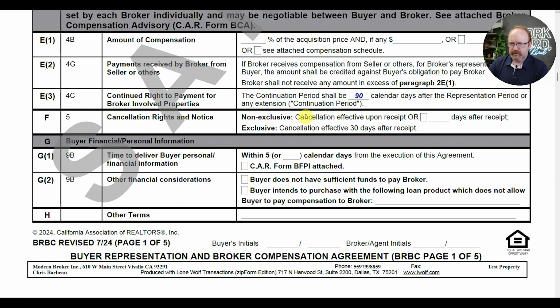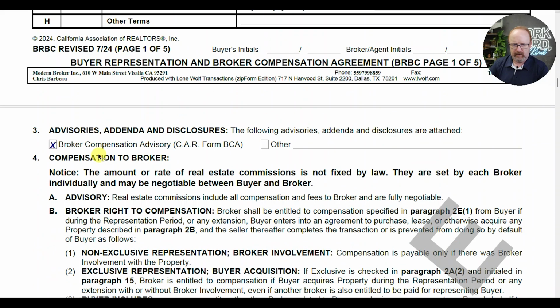So if it's a non-exclusive agreement, cancellation can be effective upon receipt or however many days you want to put. If it's exclusive, as in this case, cancellation is effective 30 days after receipt. And we can talk a little bit about cancellation. Here is the paragraph.